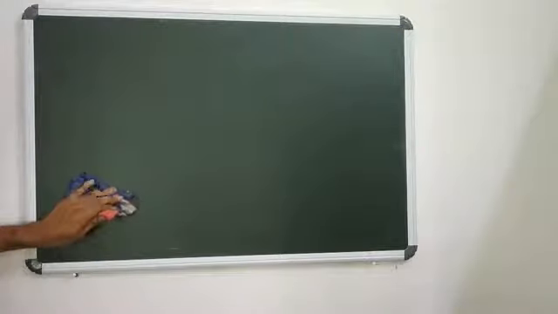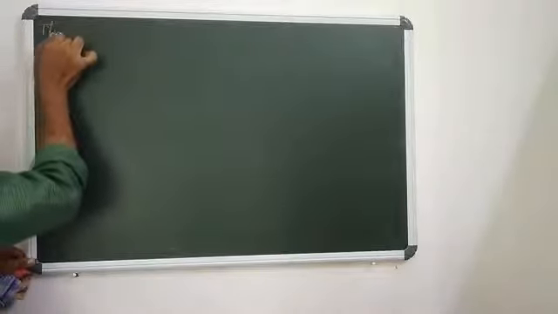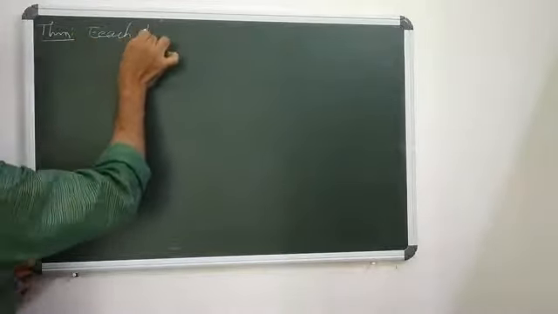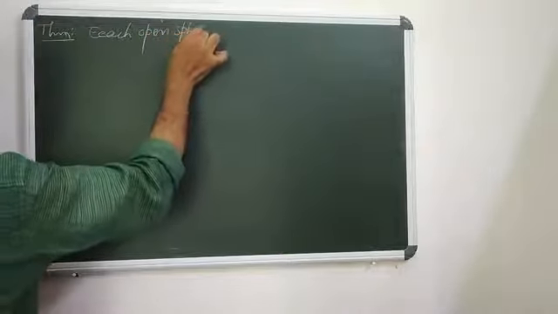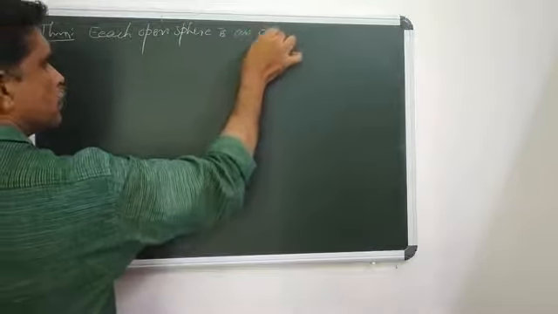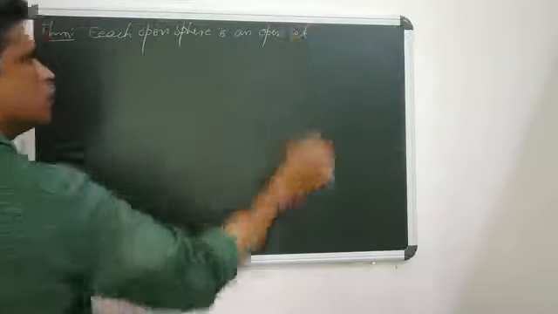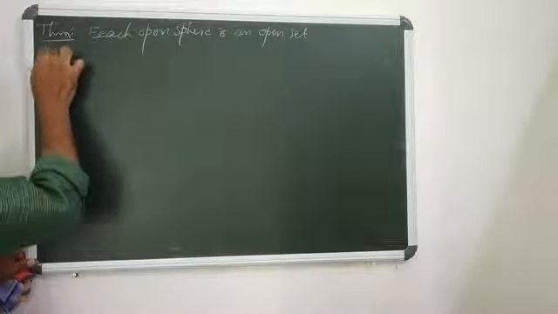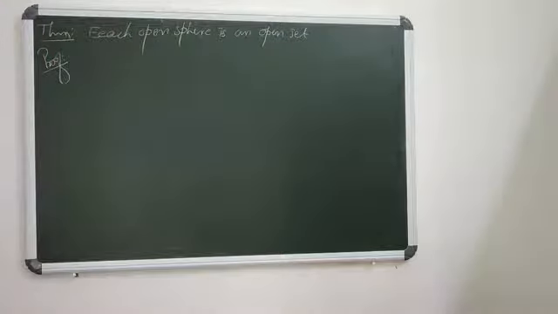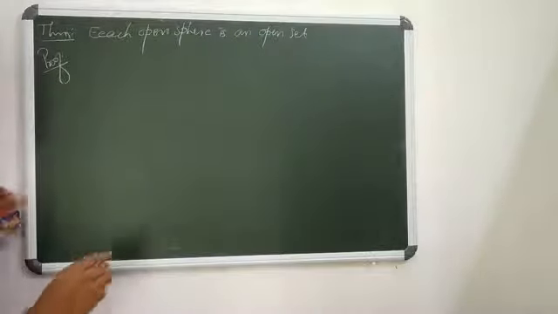So now let us discuss an important result that depends upon this open sphere and open set. The result states that in any metric space X, each open sphere is an open set. Each open sphere is an open set. How? How to prove this one?